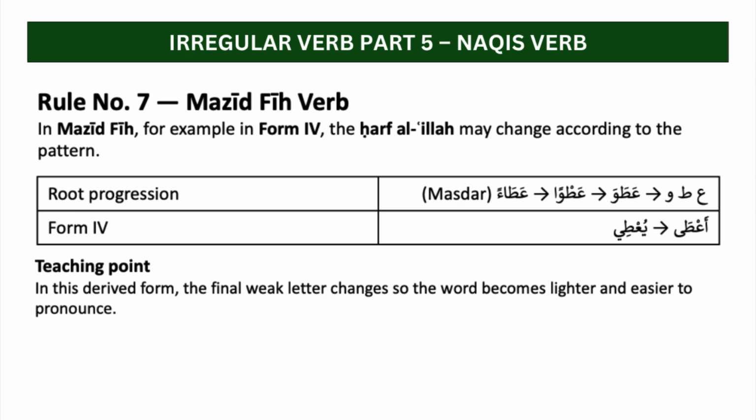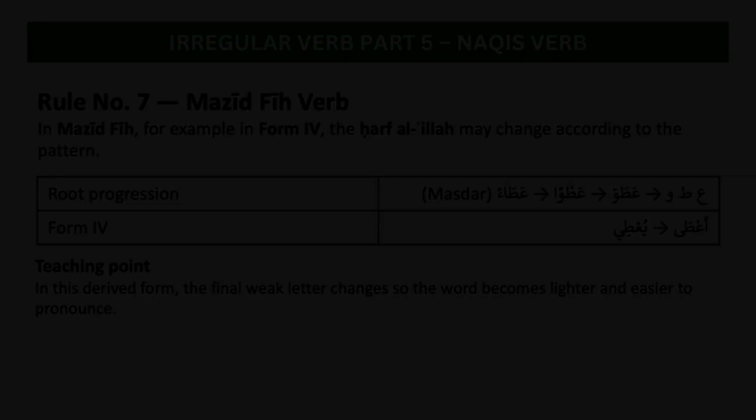Then, the slide gives the practical form 4 example, ata and ut. Students may know these already, but the important thing here is to see why they look like this. The weak final radical has changed according to the derived pattern, giving us smoother settled forms.